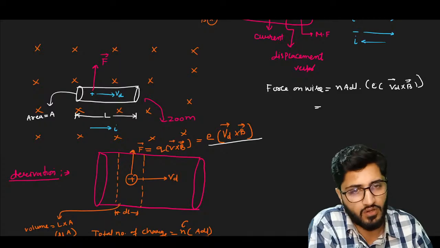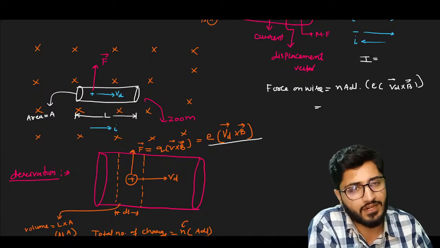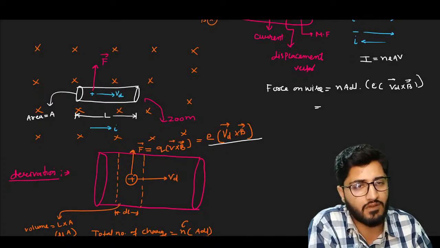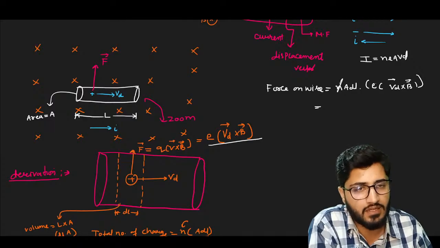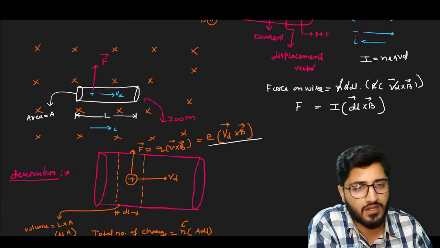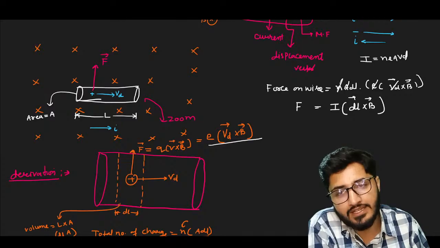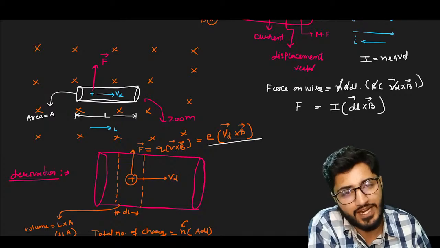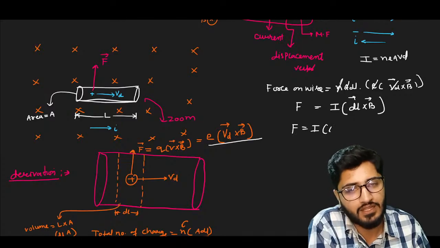Okay, sir. Look, what is current? Current is n e A Vd. Instead of this thing, I will write current I. Then I will write dl cross B, force. Now, if we take the whole length, that is L, so can I write now force is equal to I, L cross B.